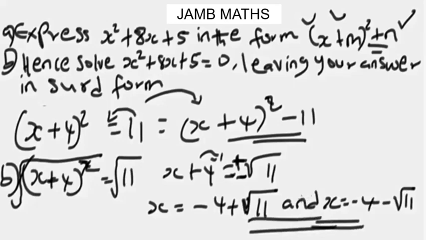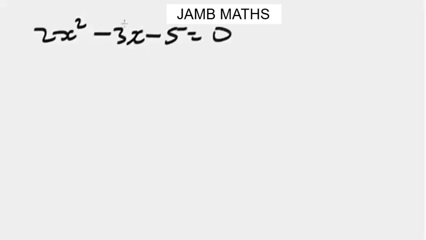Now, before we call it a class, let's solve one more example that involves a coefficient on the leading term, for instance here, 2. So now you know how to deal with such a problem. Let's wipe this. What if you are given this problem to solve: 2x² - 3x - 5 = 0 using the completing the square method?